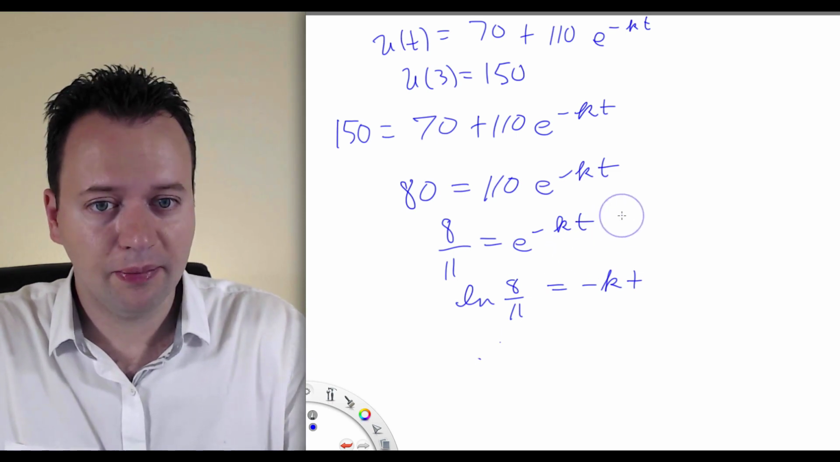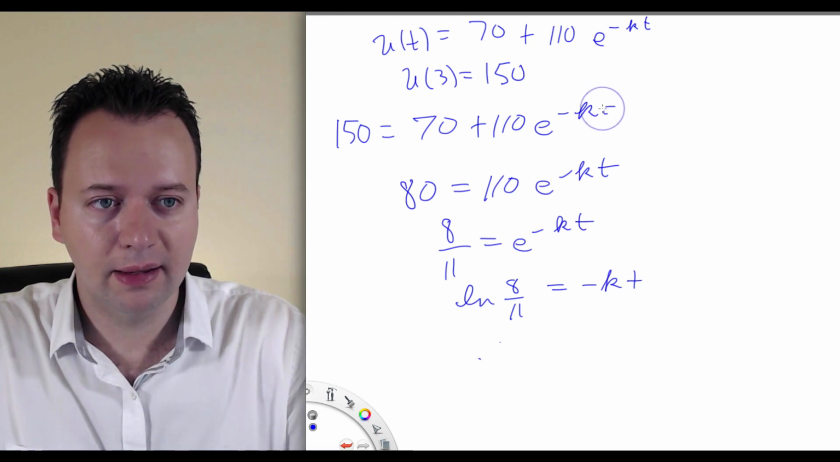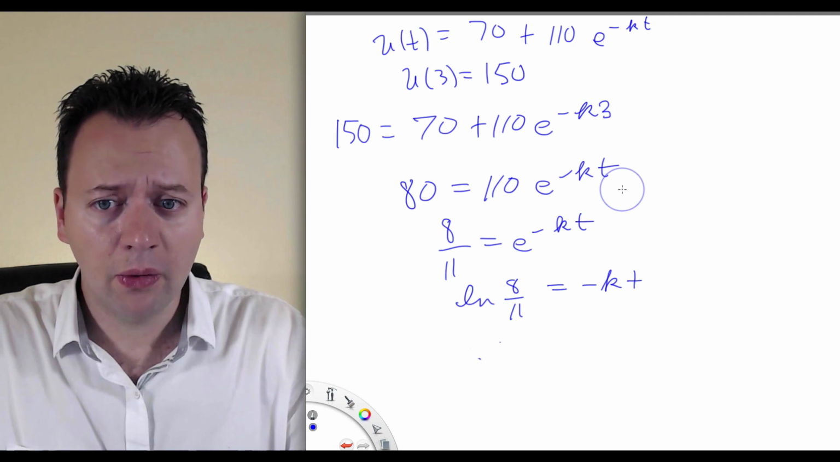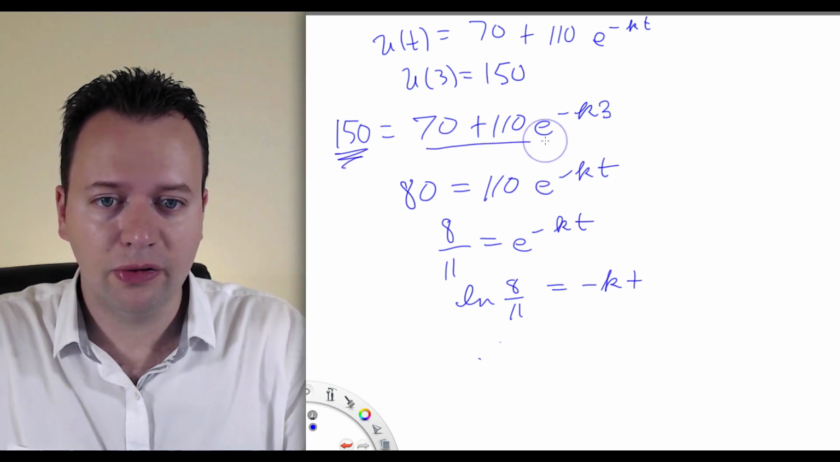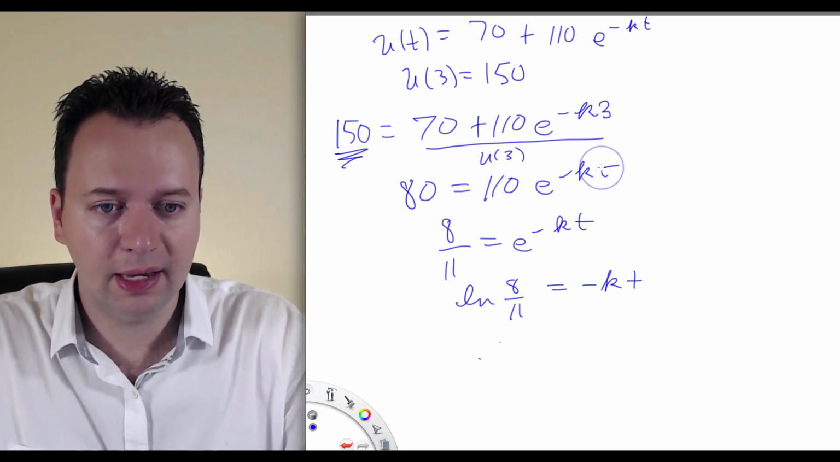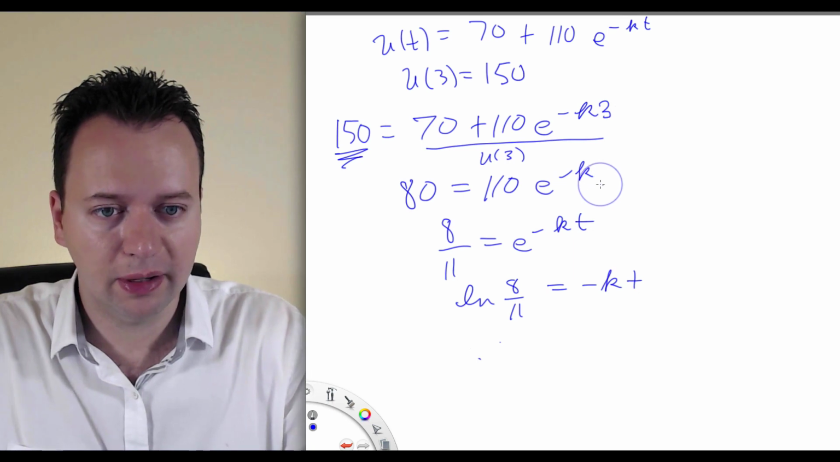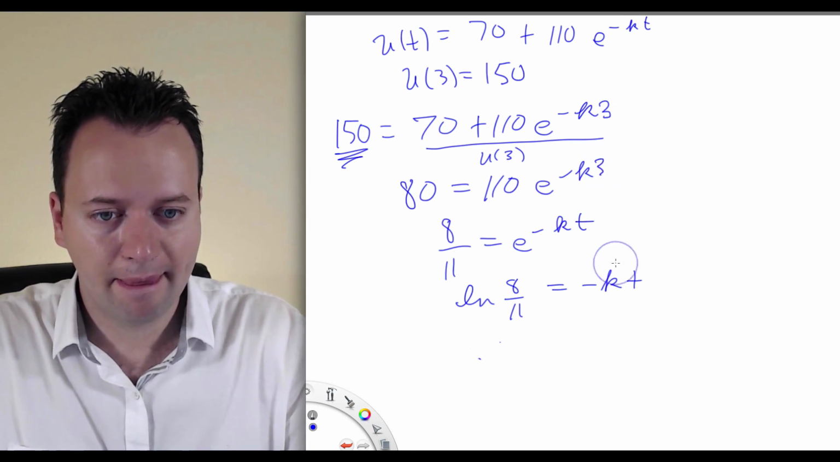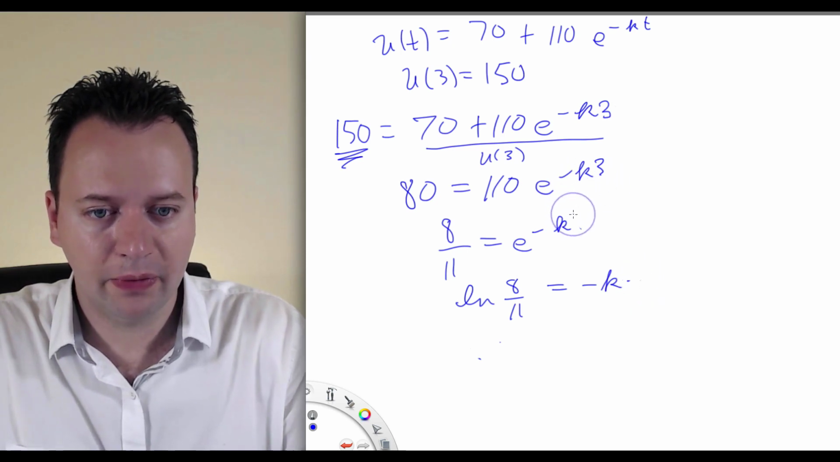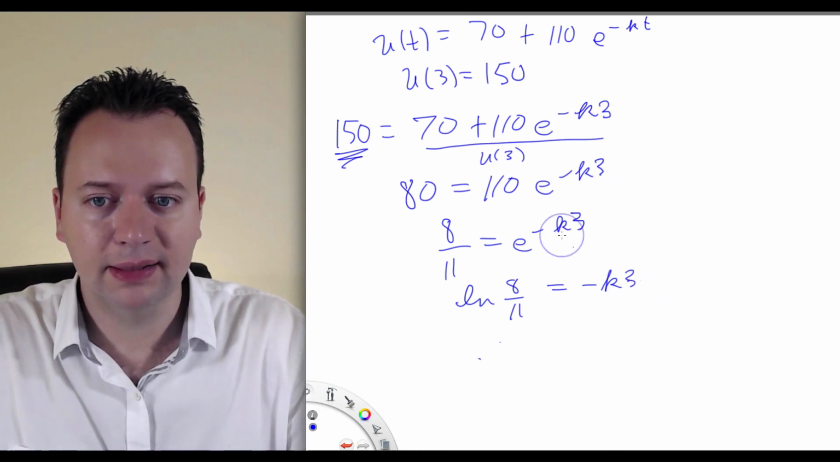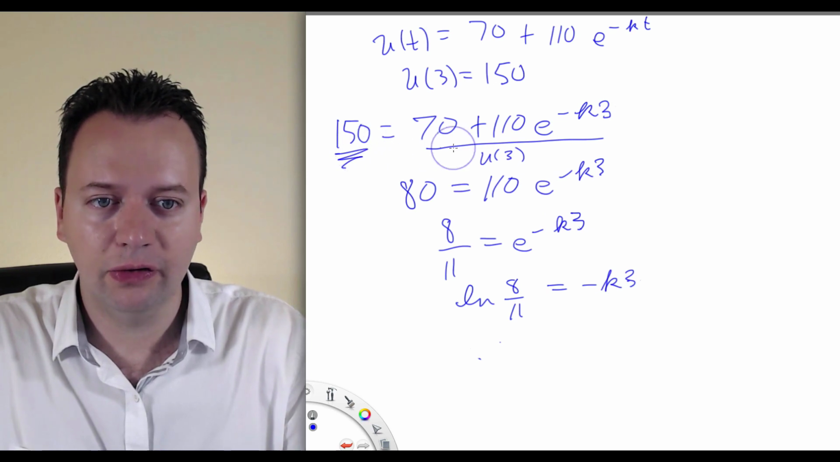Okay, so really up here I wanted to say e to the minus 3k, right? Because I want to equate 150 with u of 3. So this should be u of 3. So I'm going to plug in 3 for t. It's not too late, so I'm going to plug in the 3 for t. Right. So this is after 3 minutes that the coffee is 150 degrees, so we should equate 150 with u of 3.